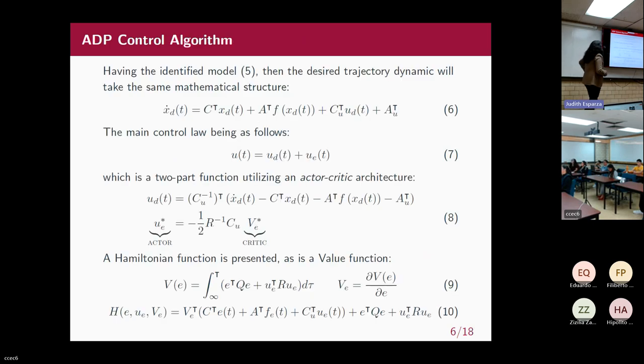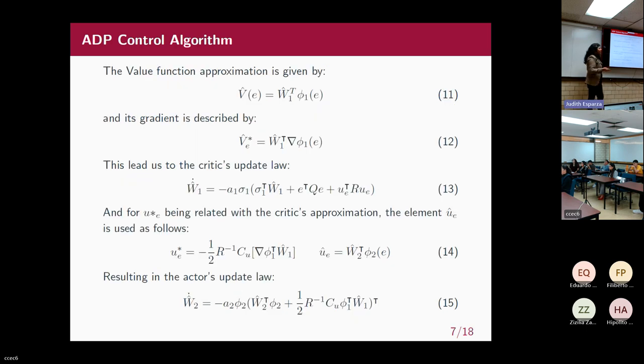These are the equations involved in the control part. And as I said in equation 7, the final control law is composed of two parts, the actor approximating this element and the critic approximating this element. And as in any other optimal problem, we have our value function based on the tracking error and our Hamiltonian function. Then, as follows, because neural networks are involved, like in the other case, we have to find our update laws for this. The update laws are for the critic weight parameters and for the actor weight parameters, which are in equations 13 and 15.